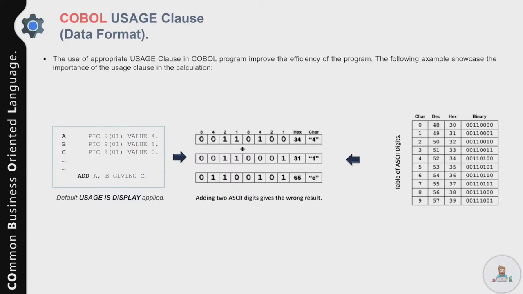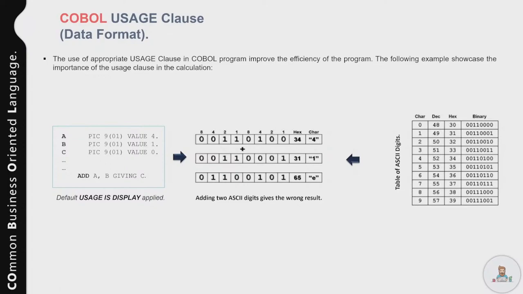This means that the values of variables A, B, and C are stored as ASCII digits. This in turn means that the digit 4 in A is encoded as 00110100, and the digit 1 in B is encoded as 00110001. When these binary numbers are added together, the result would be 01100101, which is the ASCII code for the lowercase letter e, which is absolutely wrong.